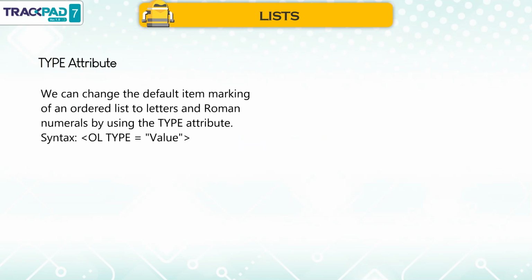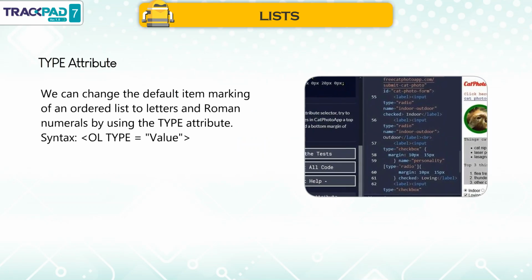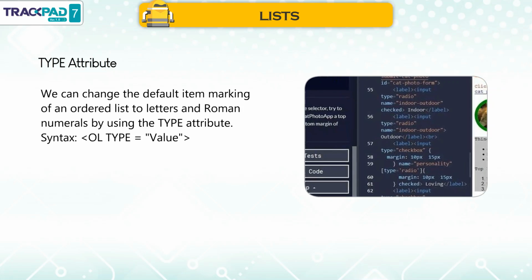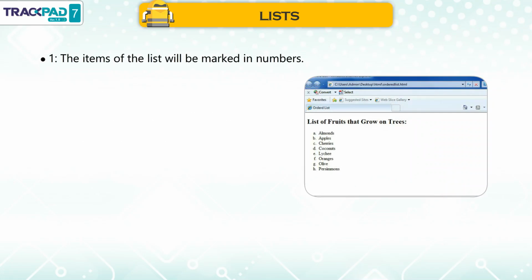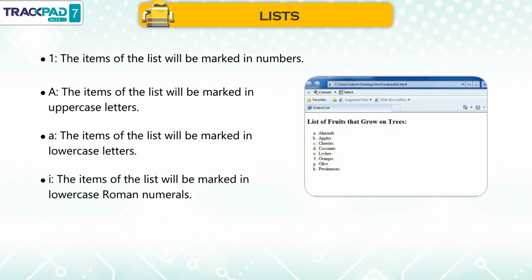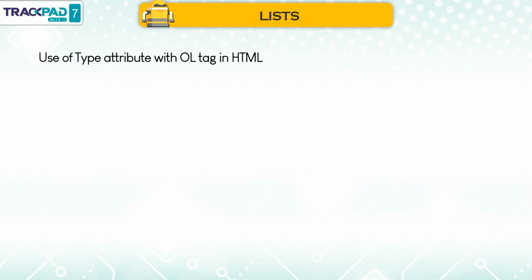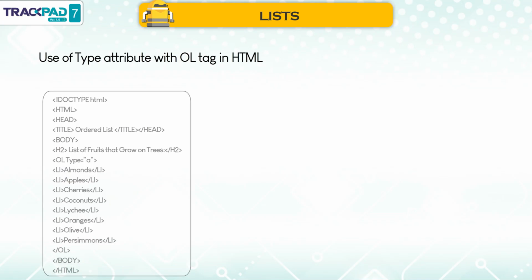Type attribute. We can change the default item marking of an ordered list to letters and Roman numerals by using the type attribute. Syntax: <ol type="value">. 1: the items of the list will be marked in numbers. Uppercase A: uppercase letters. Lowercase a: lowercase letters. Lowercase i: lowercase Roman numerals. Uppercase I: uppercase Roman numerals. Use of type attribute with OL tag in HTML.